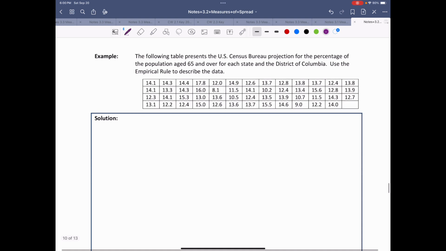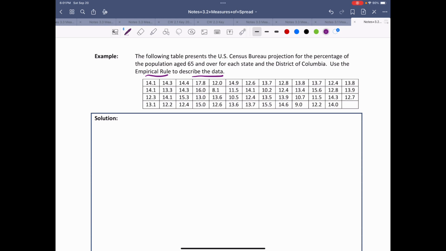Now, here's what I want to do. It says the following table presents a U.S. Census projection for the percentage of the population age 65 and over for each state and D.C. Use the empirical rule to describe the data. Now, this tells you to use empirical rule. It has to either tell you that or say that it's bell-shaped.